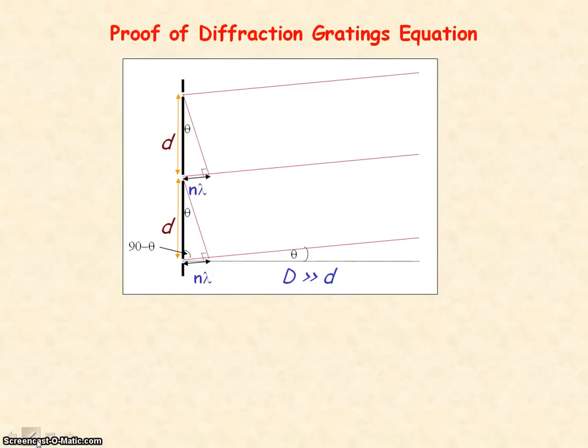So I'm now going to go through the proof of the diffraction grating equation. It's not a proof you need to know for the exam, so it's for those who are interested. So here we have multiple slits of the diffraction grating separated by distance d. These are representing the waves from the slits that are meeting to form maximum n. And the distance D, the distance between the screen and the slit, is much, much greater than the distance between the adjacent slits of the grating. And the light waves are diffracted by the slit through an angle theta.